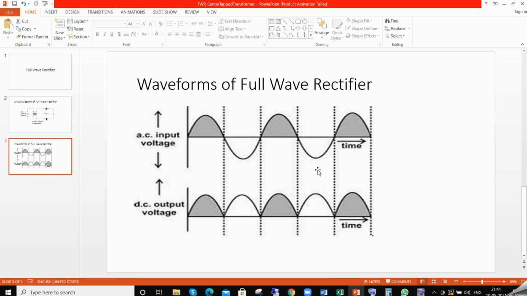This is the AC input voltage source, and this is the output voltage across the load. The gray part is positive half cycle. During the positive half cycle, diode D1 is on and D2 is off. During the negative half cycle, diode D2 is on, D1 is off, and so on. Means during the positive half cycle, D1 is on, during the negative half cycle, D2 is on.